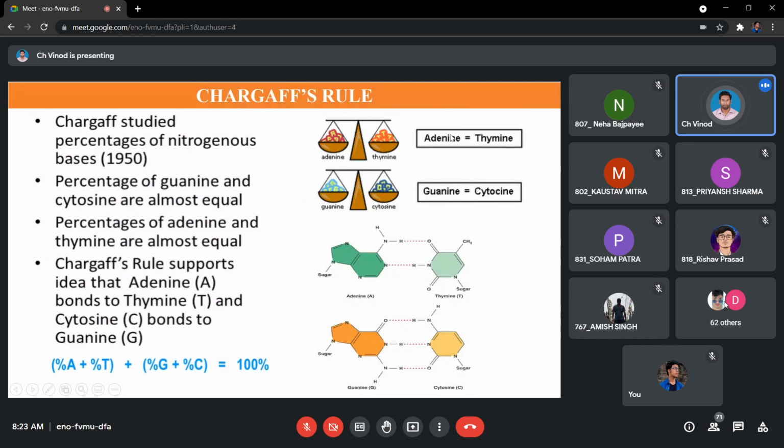So here we have 20 and here we have 20. So 40 is occupied out of 100. How much is remaining? 60% is remaining. That 60 is shared equally by both: 30 will be shared by guanine and 30 will be shared by cytosine.